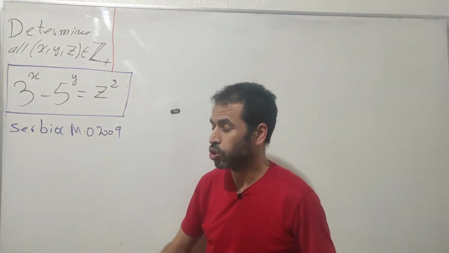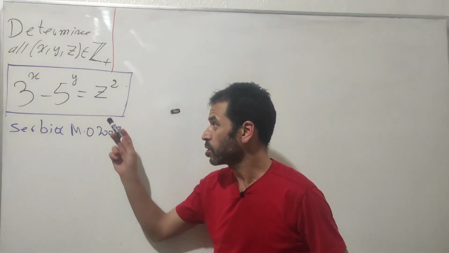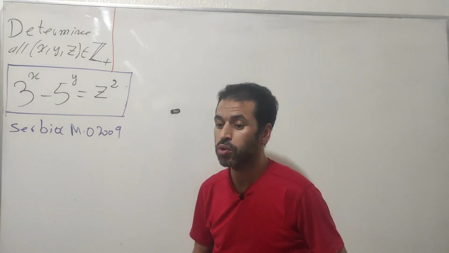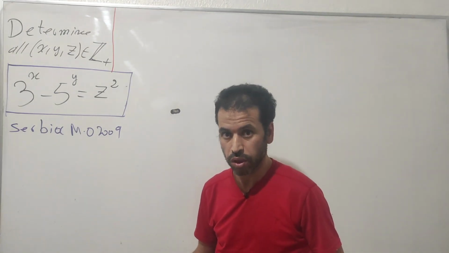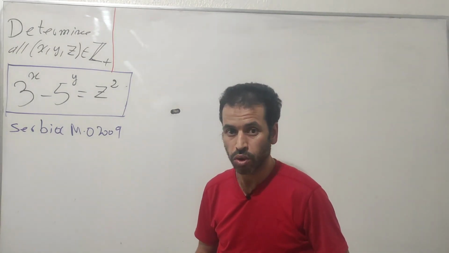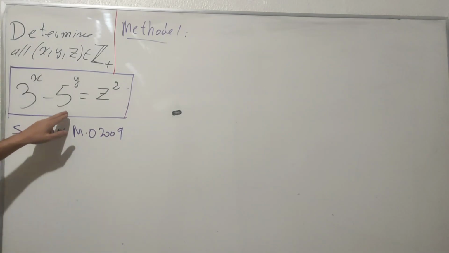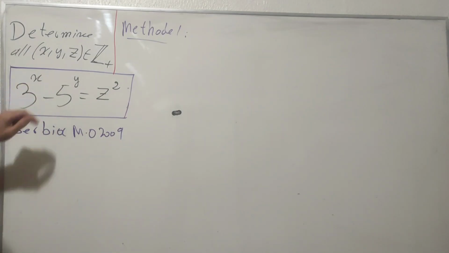So I'm going to introduce two methods here. For the first method, I'm going to apply the regular method, but the other one is going to be a more powerful tool, which is called the lifting the exponent lemma. Now for method number one, I'm going to check the parity of x. So I'm going to reduce the equation mod 4.